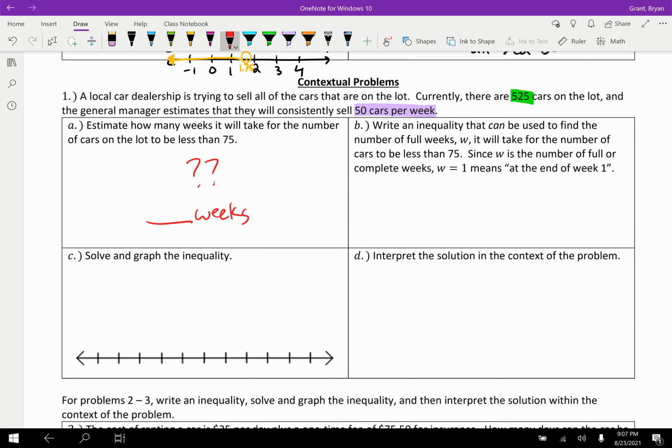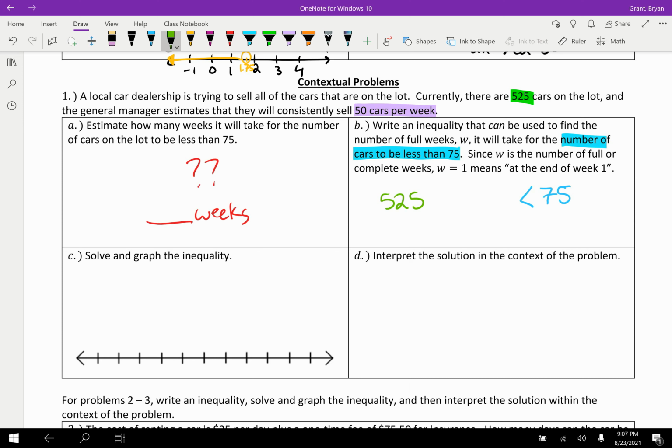Okay, so let's take a look here. I think we can break this down. The first part is we know we want the number of cars to be less than 75. I bet I could write that as an inequality, less than 75. I got part of it. The rest of it, though, we have to take into account the 525 and the 50 cars per week. 525 is pretty easy because that's a number, and that's what we start with.